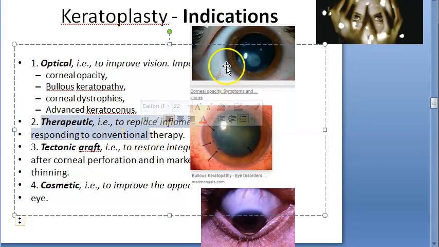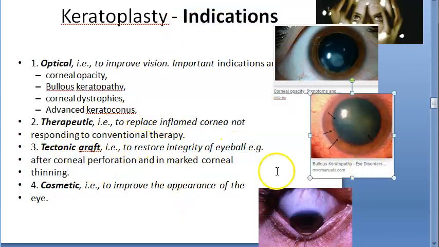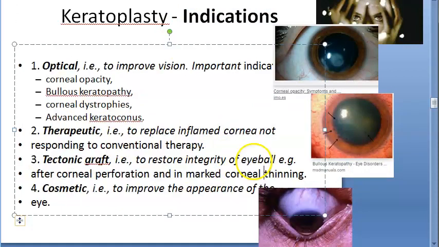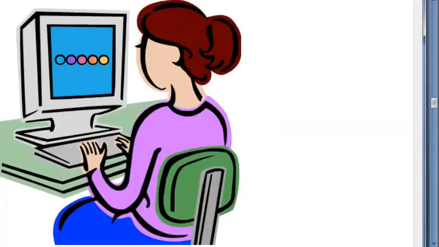What are the other indications? Therapeutic, just now you saw. To replace inflamed cornea not responding to conventional therapy, to prevent corneal perforation, to treat corneal perforation, corneal ulcer basically. Tectonic graft, is this an indication? To restore integrity of the eyeball after corneal perforation and in marked corneal thinning. So again here they are talking about corneal perforation. They are putting a tectonic graft. Cosmetic, to improve the appearance of the eye. Just to make the eye look more beautiful, they are implanting a cornea. Wow. So those were the indications of keratoplasty.